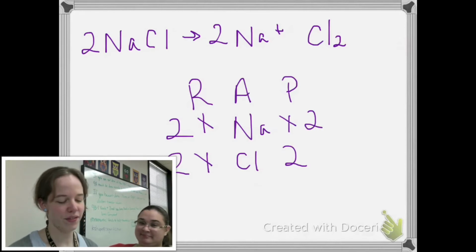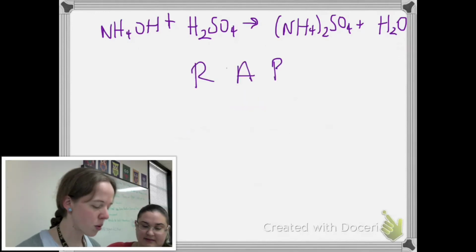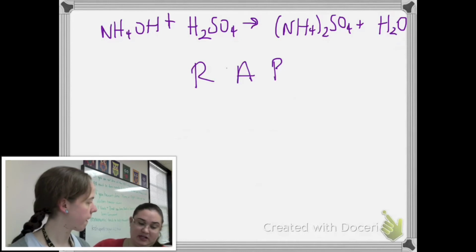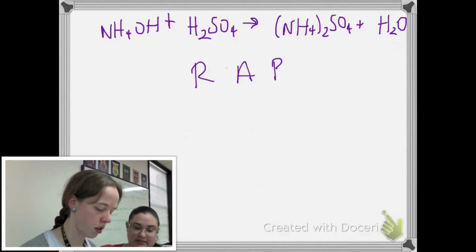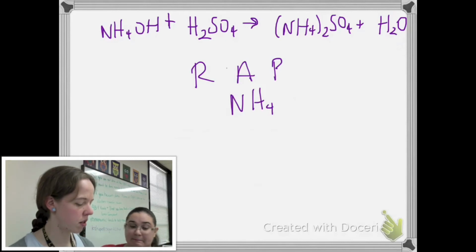Yay! All right, and our last guided practice problem. This looks kind of scary with all of our letters, but what do we notice? We've got ammonium hydroxide and sulfuric acid, and ammonium sulfate and water. Yes, we have the NH4, which is the same on both sides, so we can treat it as one single polyatomic.